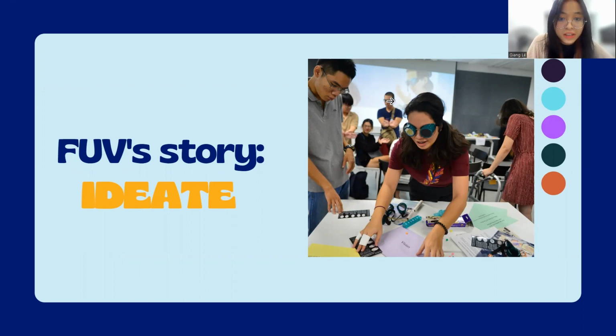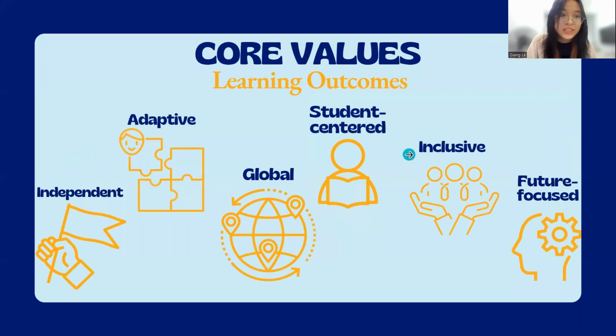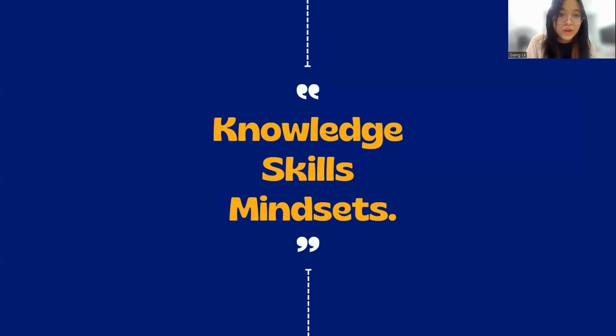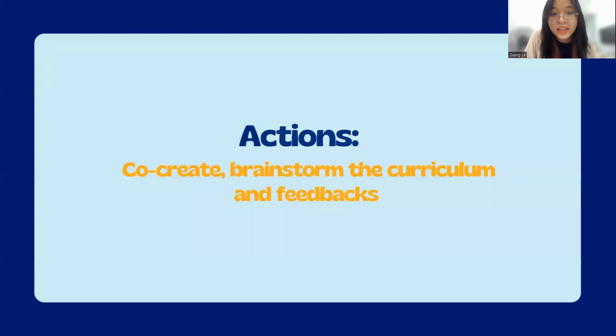After long in-depth discussion, they finalized their core values, which are independent, adaptive, global, student-centered, inclusive, and future-focused. They also finalized their learning outcomes, which are about the knowledge: they want their students to have specialized study in different majors and across disciplines. And about the skills, they want their students to have innovative reasoning, critical thinking, and effective communication. And about the mindset, they want students to have civic engagement, lifelong learning, ethical reasoning, and collaboration in a team. So from those core values and learning outcomes, they started the idea.